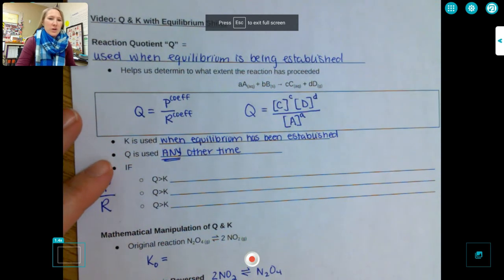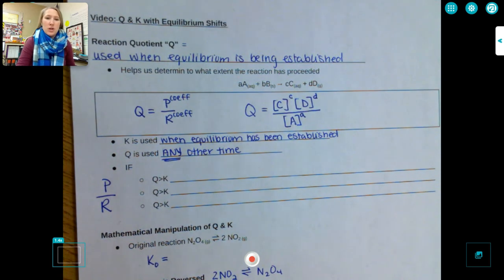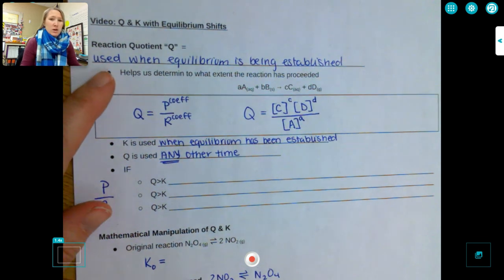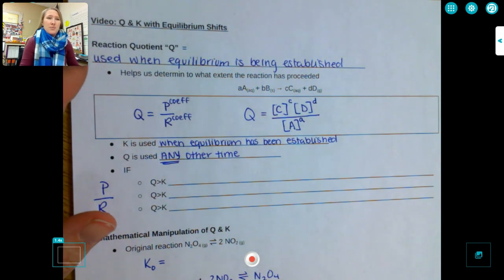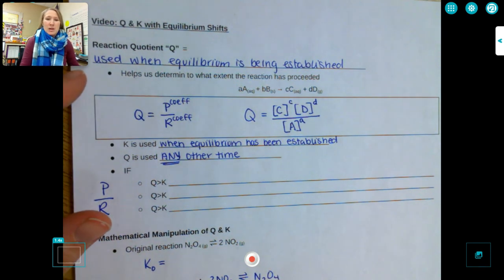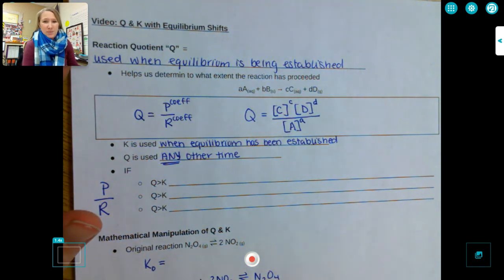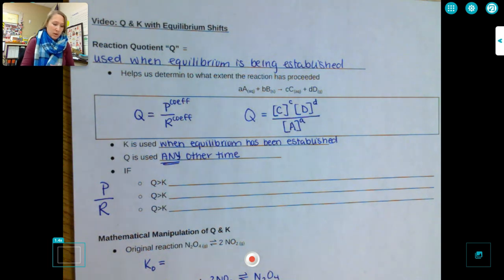Hey AP, in this video we're going to talk about the reaction quotient Q and the relationship between Q and K, and how that relationship, depending upon what is larger, is going to tell us which way our equilibrium shifts. Sometimes we are given initial concentrations about all of our species in a chemical reaction, and it's hard for us to figure out whether our reaction is going to shift to the left or the right to establish real equilibrium.